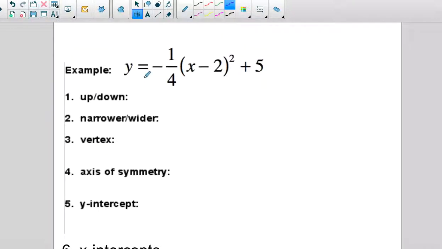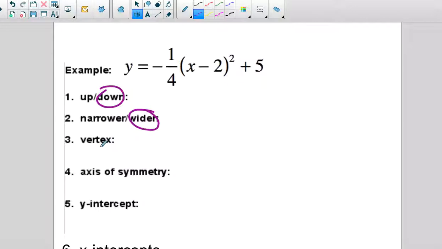So the first thing says, does it open up or does it open down? And if you notice, the a value is negative, which just means that the graph opens down. Is it narrower or wider? Again, it probably should say vertically stretched or vertically shrunk. So in this case, you see an a value, which is 1/4. It is negative, but that only had to do with up and down. So the 1/4 basically means that it's wider, or vertically shrunk or compressed.